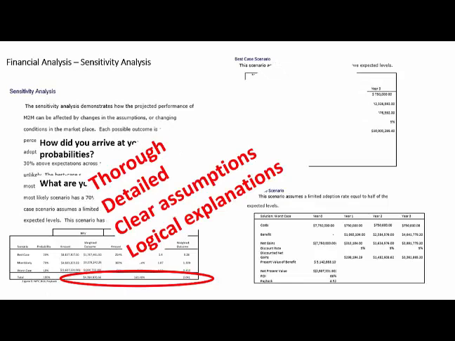Throughout the financial analysis, you've got to make sure you're thorough so that you've covered all the benefits and costs and all the things that make up your cash flow statement, particularly when it comes to costs, that you're detailed and you create a detailed line item budget. You've got to make sure your assumptions are clear and well stated, and that they're all stated, and that your explanations are logical, that they in fact do make sense.